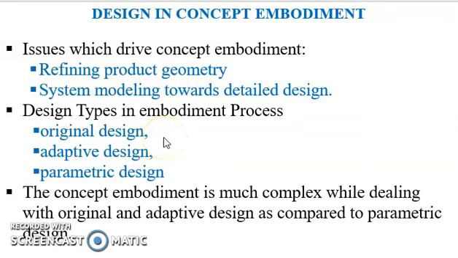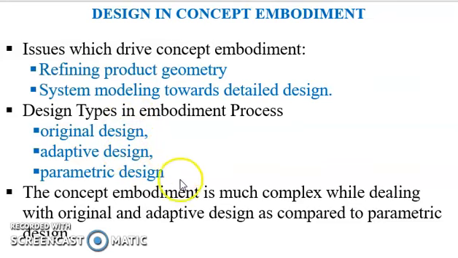For example, introduction of friction disc in braking system. Adaptive design goes with some modification in subsystems, such as induction of ABS in existing braking system. Parametric design deals with changing geometric parameters and materials while retaining much of the original design. The concept embodiment is much more complex while dealing with the original and adaptive designs.